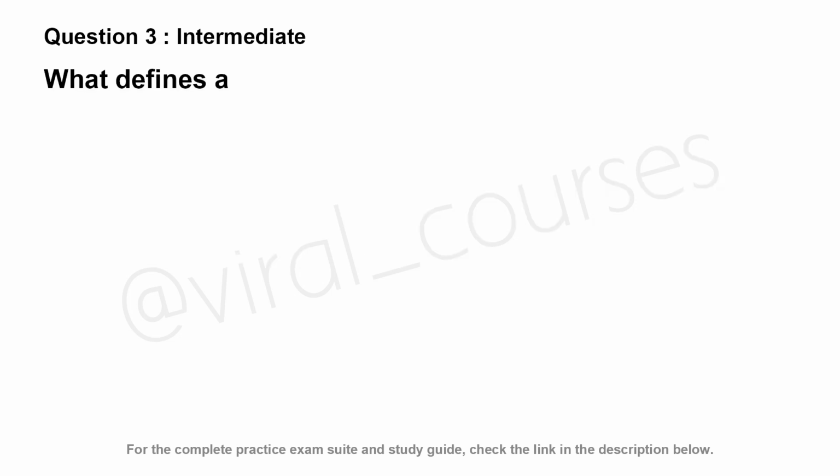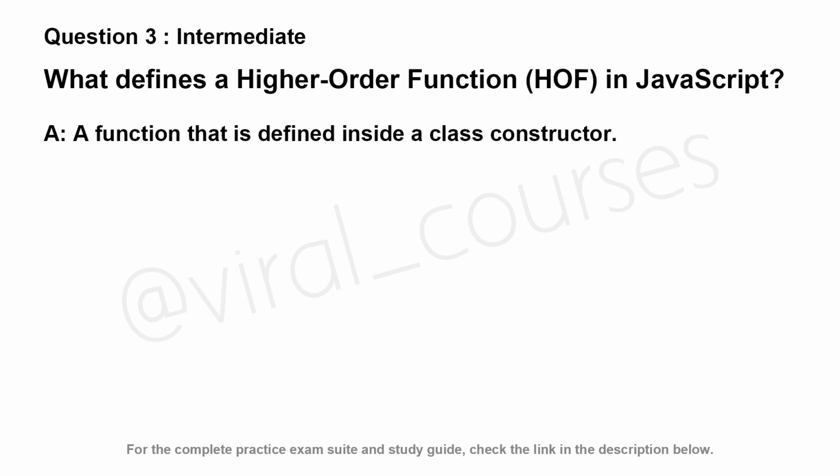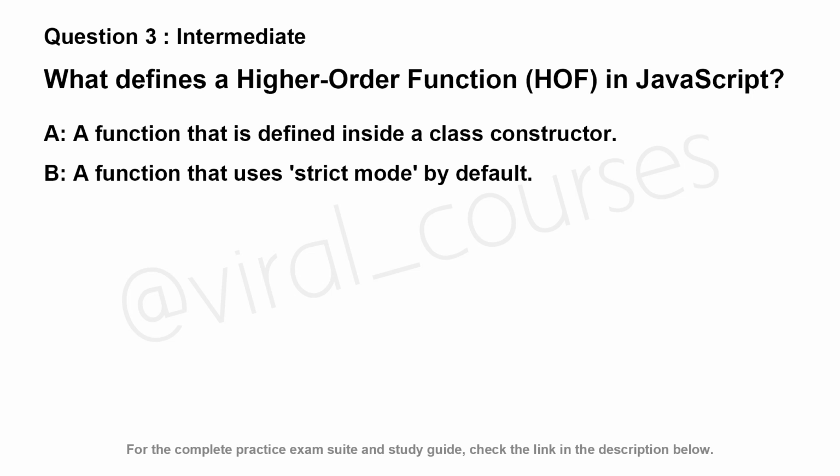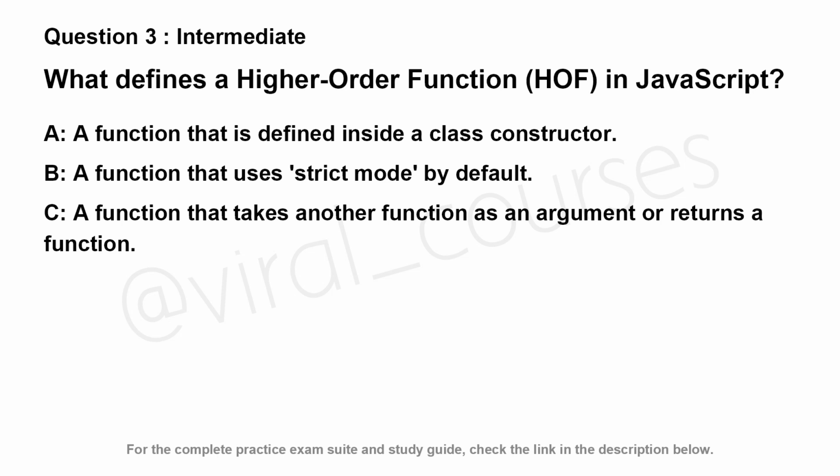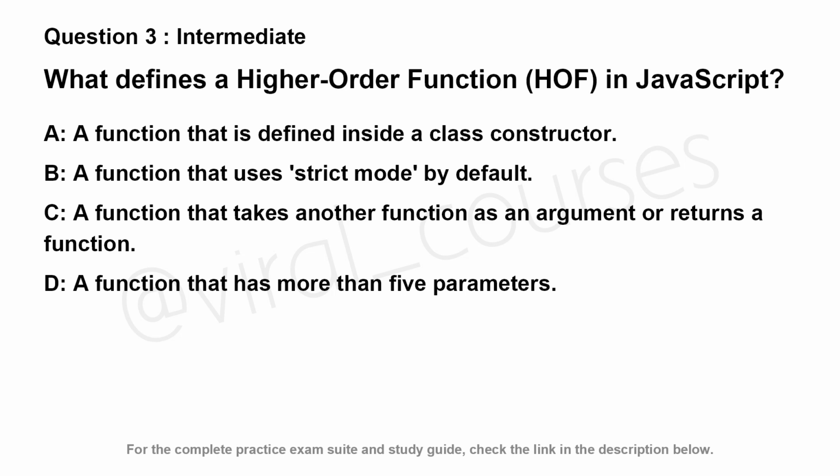What defines a higher-order function, HOF, in JavaScript? Option A. A function that is defined inside a class constructor. Option B. A function that uses strict mode by default. Option C. A function that takes another function as an argument or returns a function. Option D. A function that has more than 5 parameters.